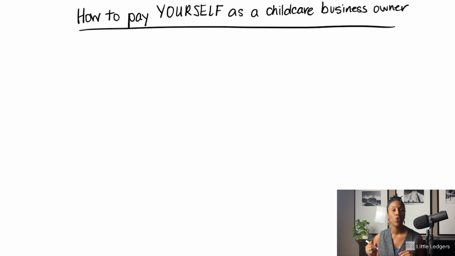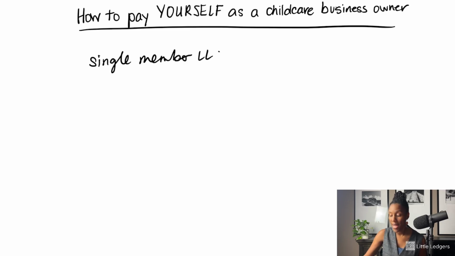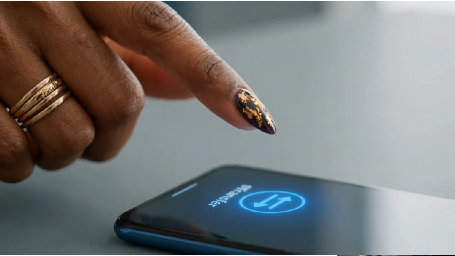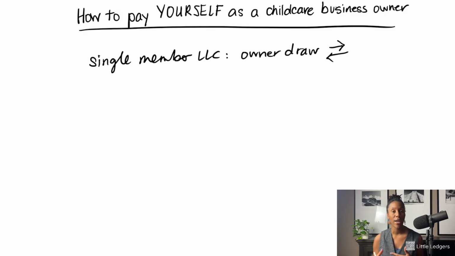What this means is that you are the only owner of the childcare center. No spouse, no child, no friend, no neighbor is an owner with you in that business. And with the single member LLC, there's only one way that you are going to pay yourself, and that is as an owner draw. An owner draw is when you are taking money out of the business to pay yourself as the owner. And the way that you do that as a single member LLC is that you will transfer money from your business checking account to your personal checking account, whether that's through a check, through an electronic transfer or a bill pay, or whether you just transfer the funds from one bank account to the next. No matter how you do that, that is considered an owner draw.